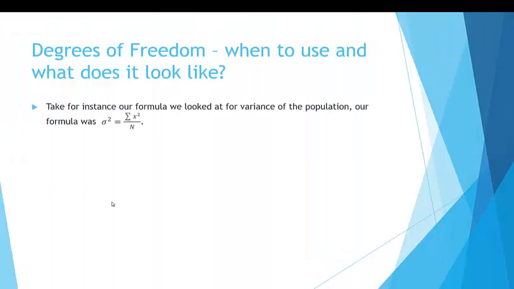So this is our formula for variance of the population. Sigma squared equals the sum of x squared over n.